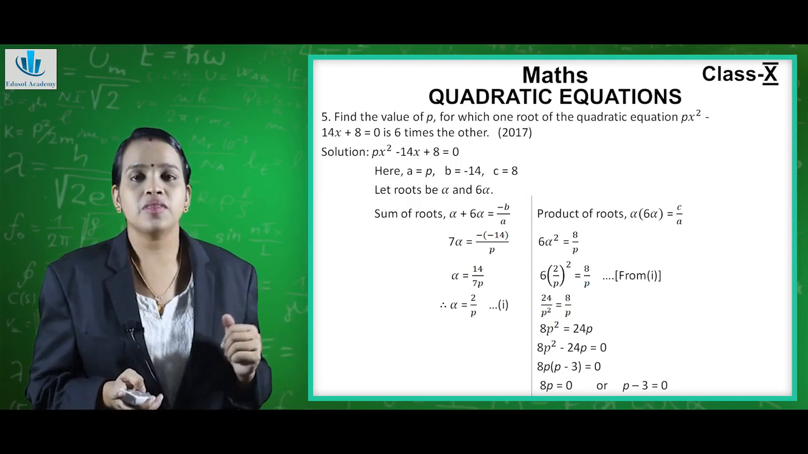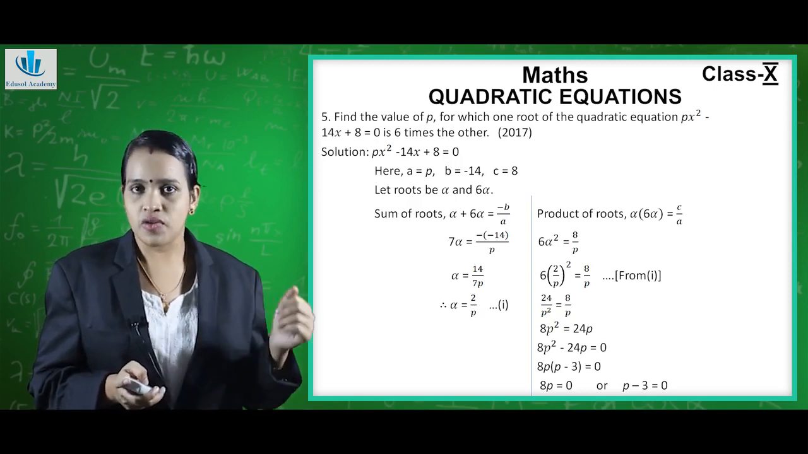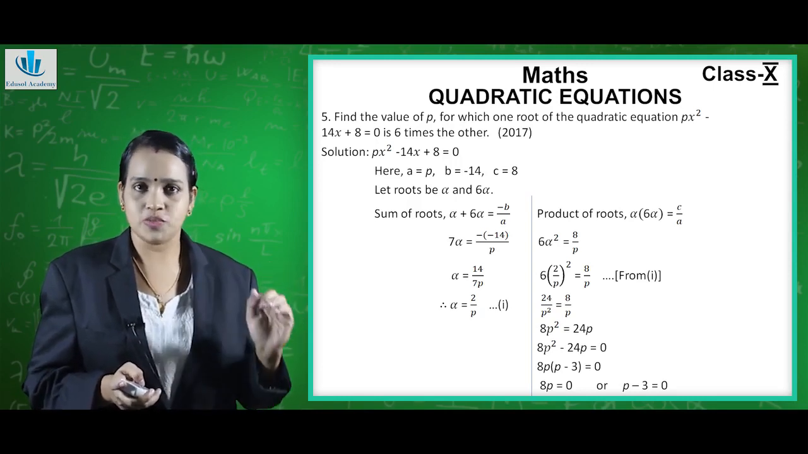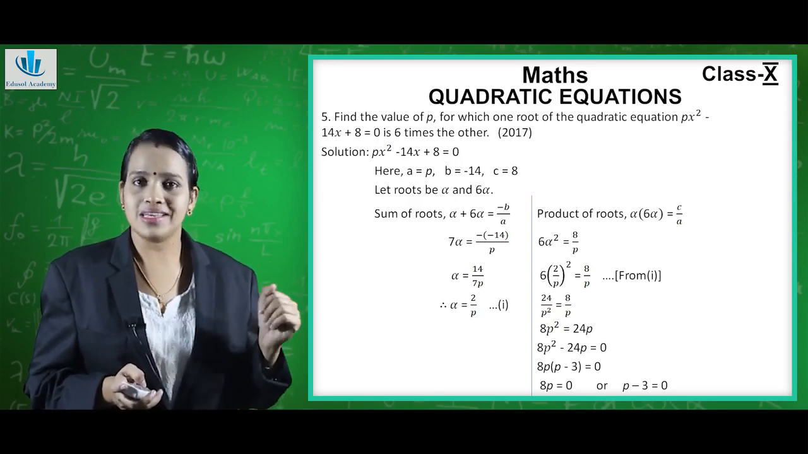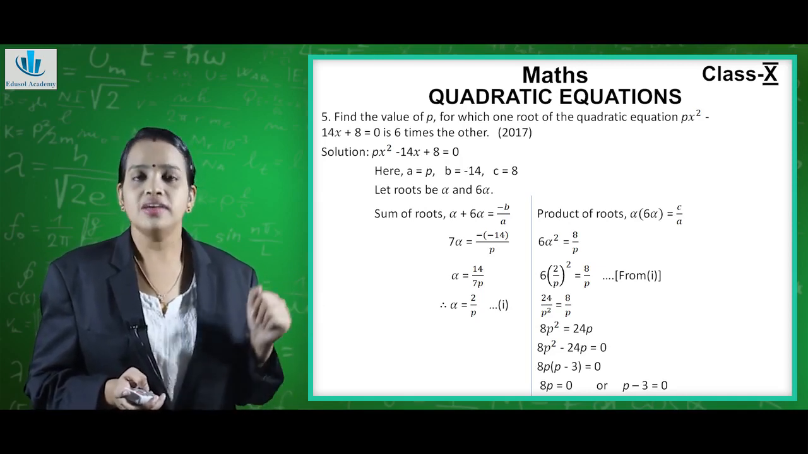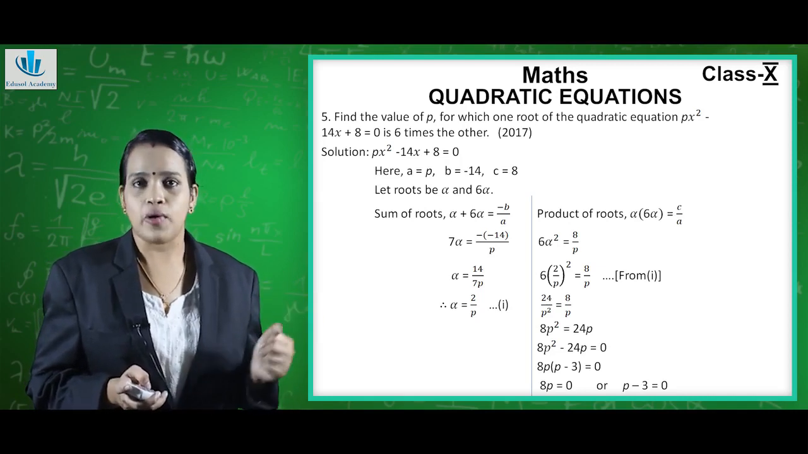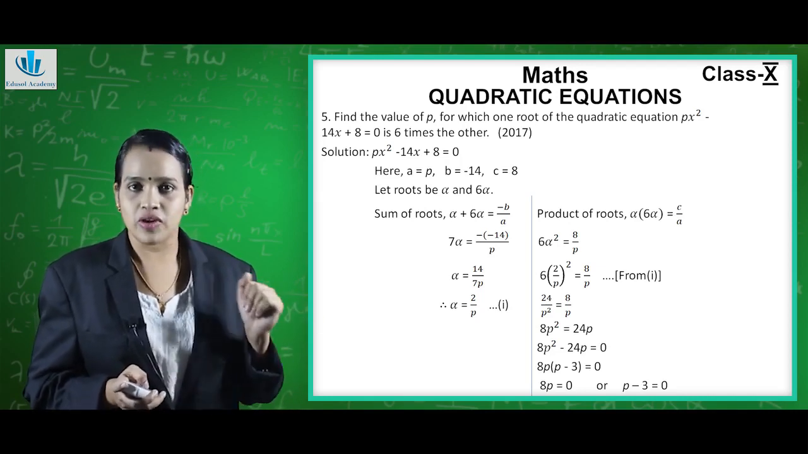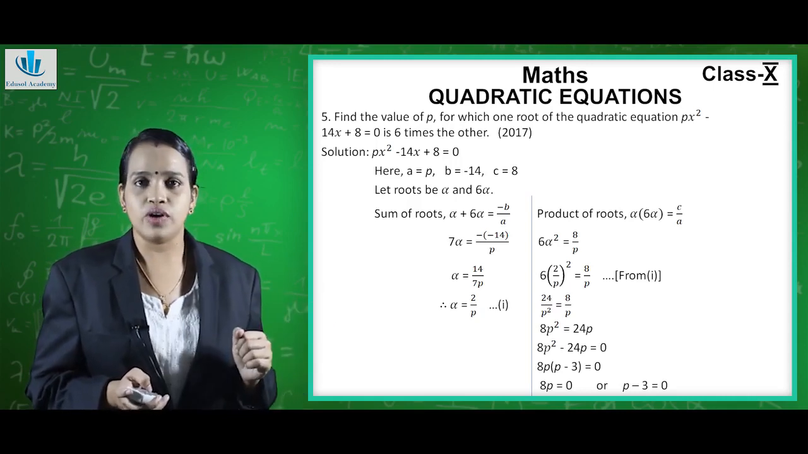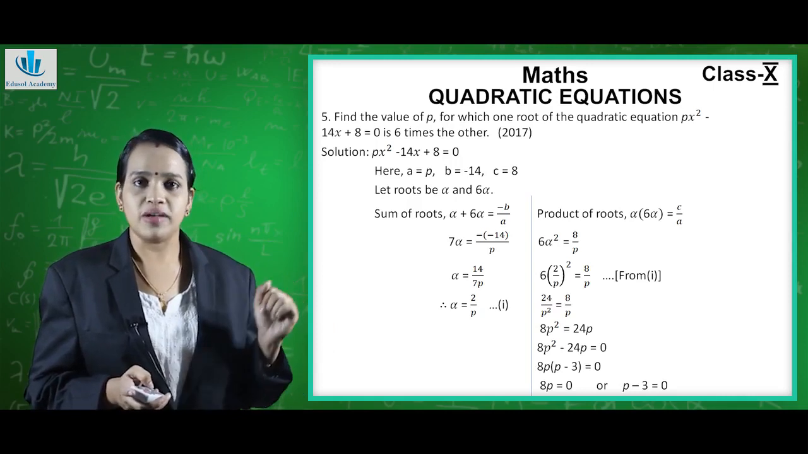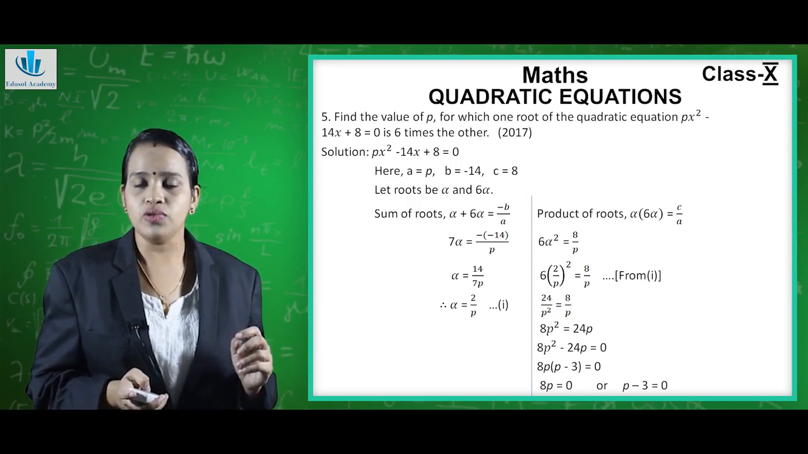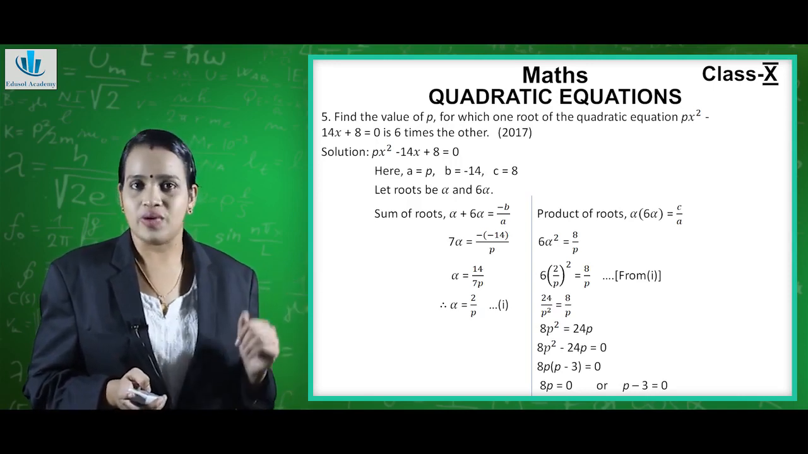So when we sum it, the sum of roots is alpha plus 6 alpha, which is equal to minus b upon a. Alpha plus 6 alpha is 7 alpha, equal to minus into minus 14 upon the a value, which is p. Now when we solve it, we can take 7 to the other side, it divides. So alpha is equal to minus 14, it becomes plus 14 upon 7p. So our alpha is equal to 2 upon p, we can call it equation 1.